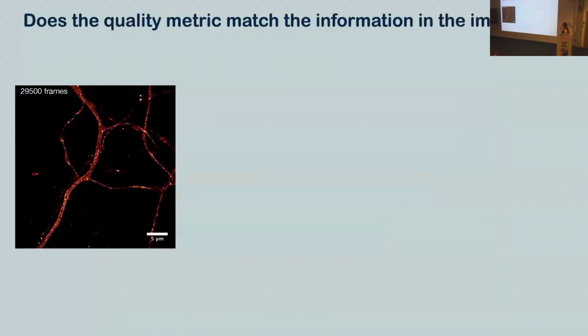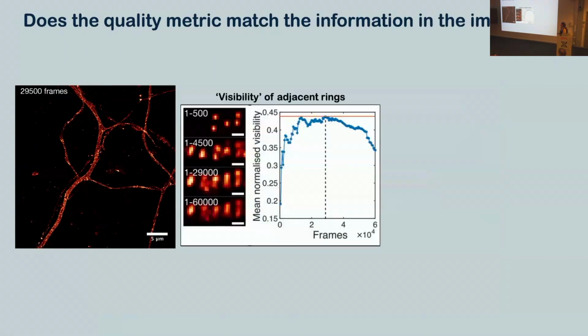And one important question is, does what these quality metric reports actually reflect the information in the image, the thing we want to measure, the spacing of these actin rings? So we tested this in a couple of different ways. Firstly, for this kind of regular pattern, there's a metric called the visibility, which is a little bit of maths, which tells you how visible adjacent things are by looking at the peaks and the troughs between them. Happily, this visibility metric also peaked at the same point as our quality.